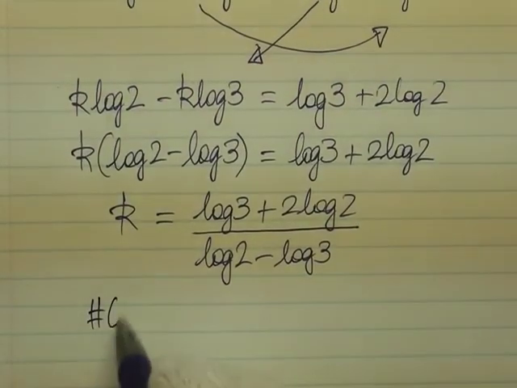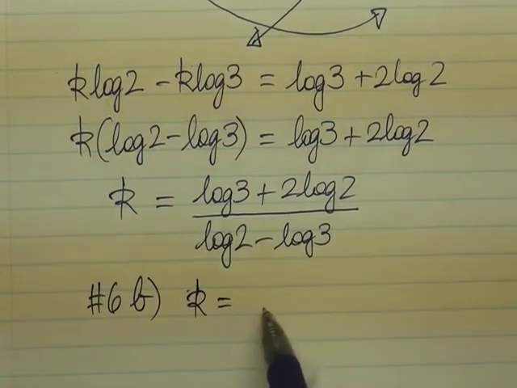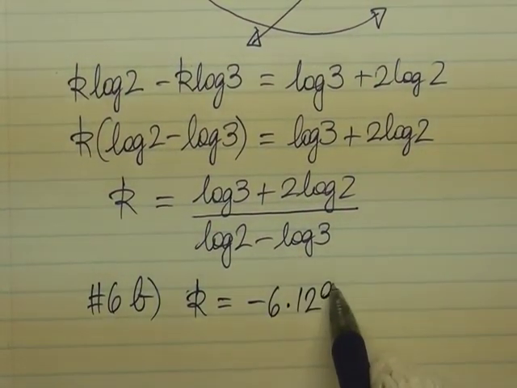And for number 6b, k is equal to negative 6.129.